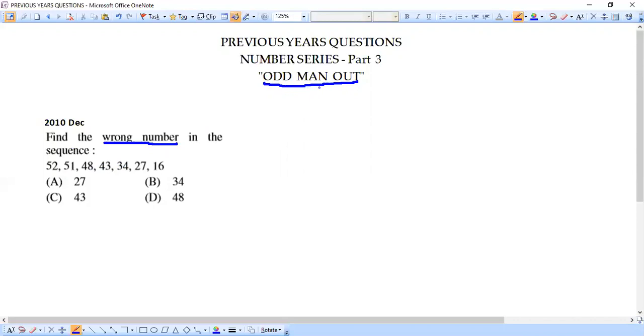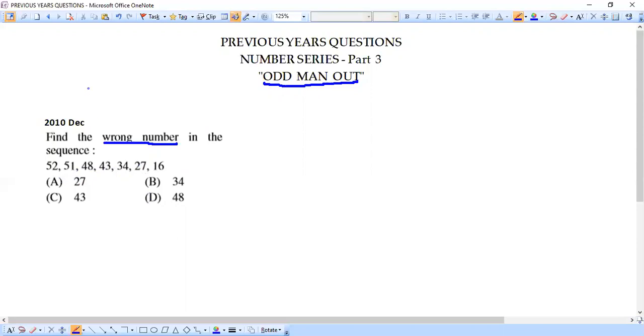Those who are familiar with number series questions will know the meaning of odd man out. Anyway, for clarity, I'm giving the meaning. As usual, you will have numbers, but you will not be asked to find the next number or what number will come in the blank. You will never be asked that. Instead, you need to pick the number which is placed wrongly. And even in the options, you will have the same numbers that you see in the sequence.